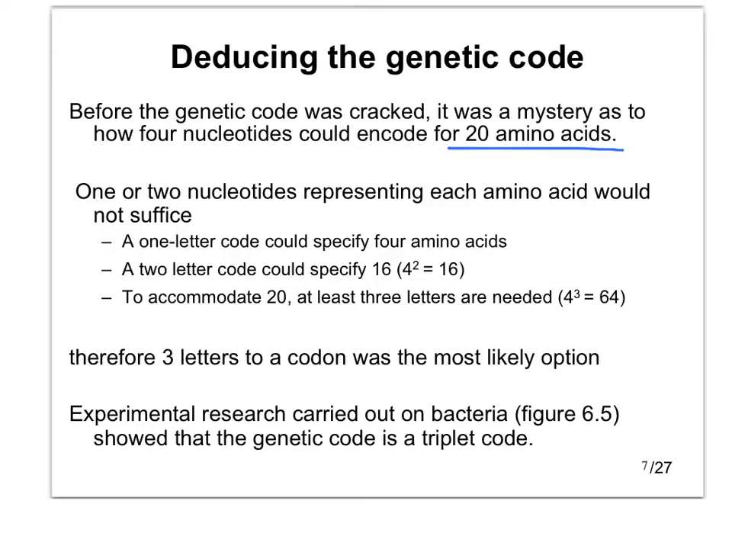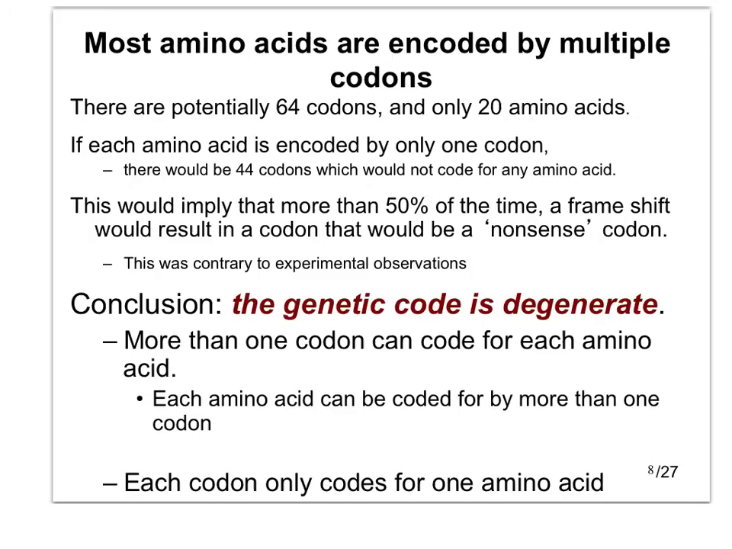If only 2 letters specified each amino acid, we'd only have 16 still, and there'd still be some redundancy, or some amino acids wouldn't work, and neither one of those are true. So to accommodate all 20, we need at least 3 letters, a triplet code, and that would give us 64 different options. That's too many, but at least it's enough. So that's our best option. And so we did some experiments to figure out how that works.